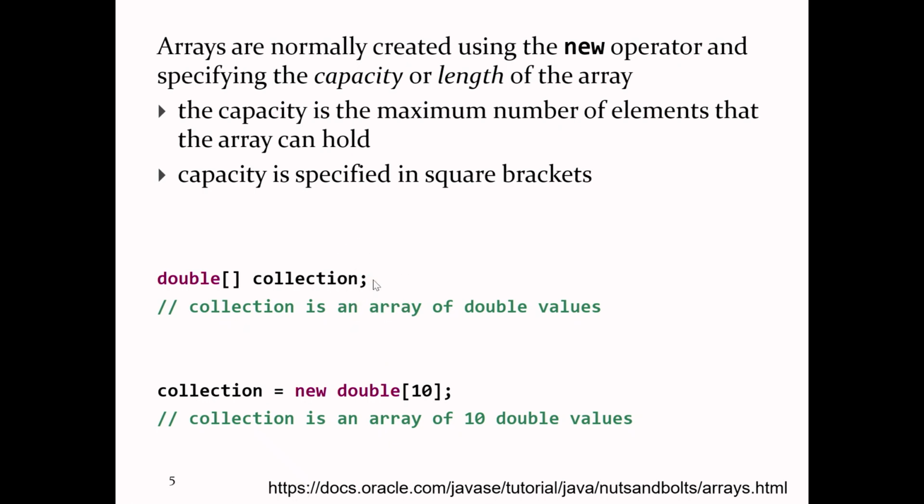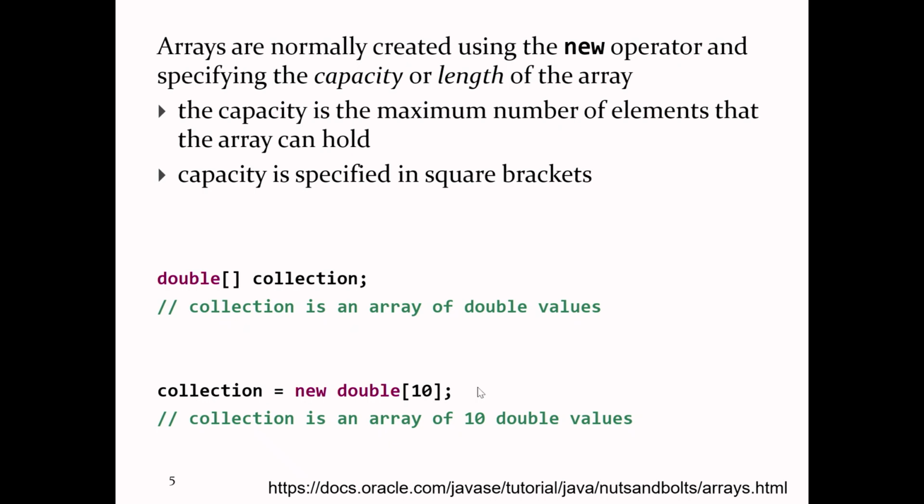So if you try to set collection[0] to something, the compiler will complain. So this actually fails at compilation time, I think. Yeah, it fails. It's an error. So you don't have an array yet.